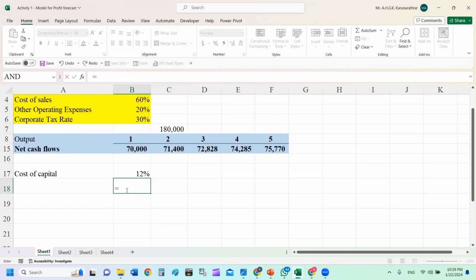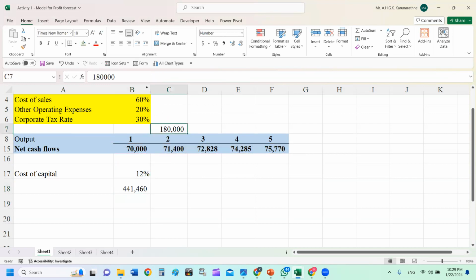How to compute NPV? You know the NPV formula. Just show the rate, the required rate, put a comma, then show the values 1, 2, 3. Close the bracket, then separately incorporate the initial outflow. This should be minus. It should be minus. Then NPV is how much? 81,000. 81,000 is the NPV. Very easy.